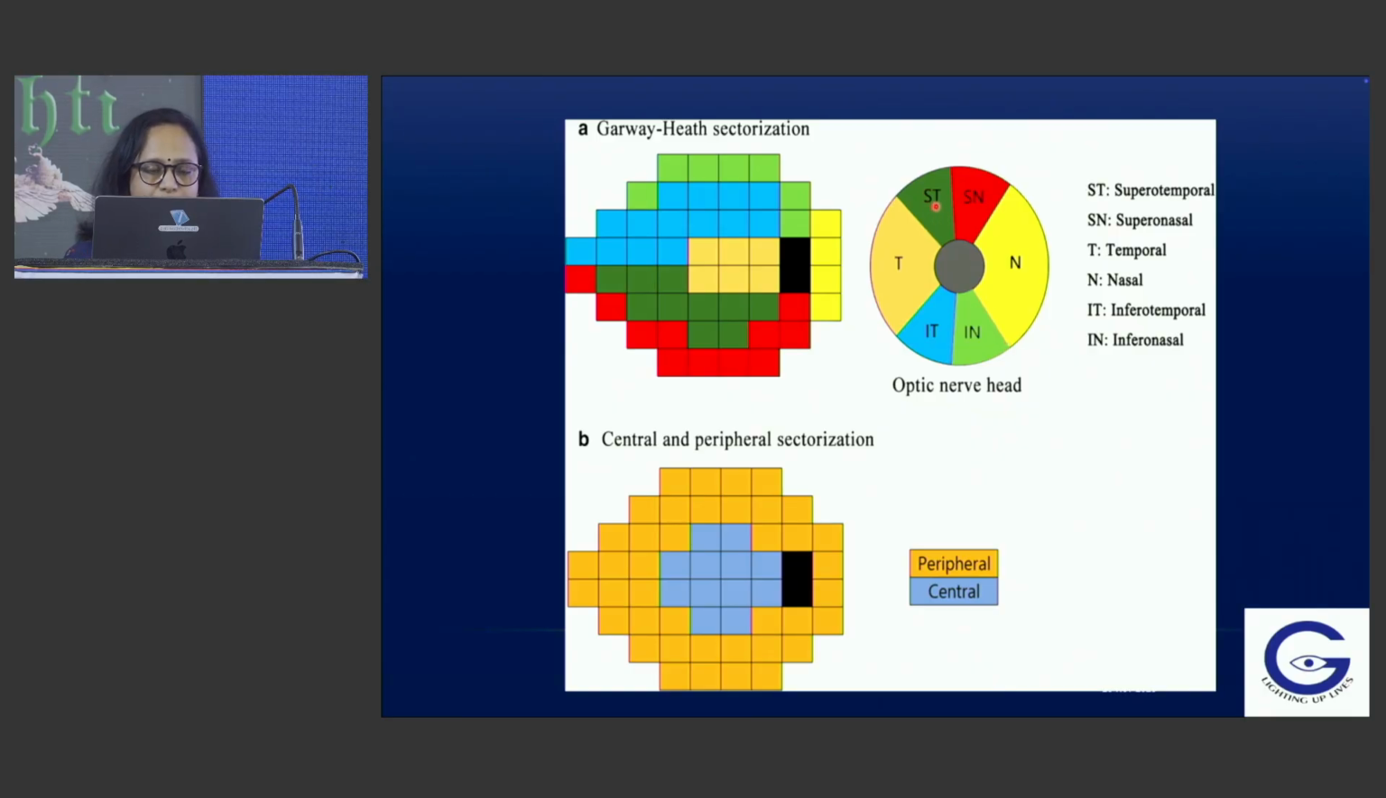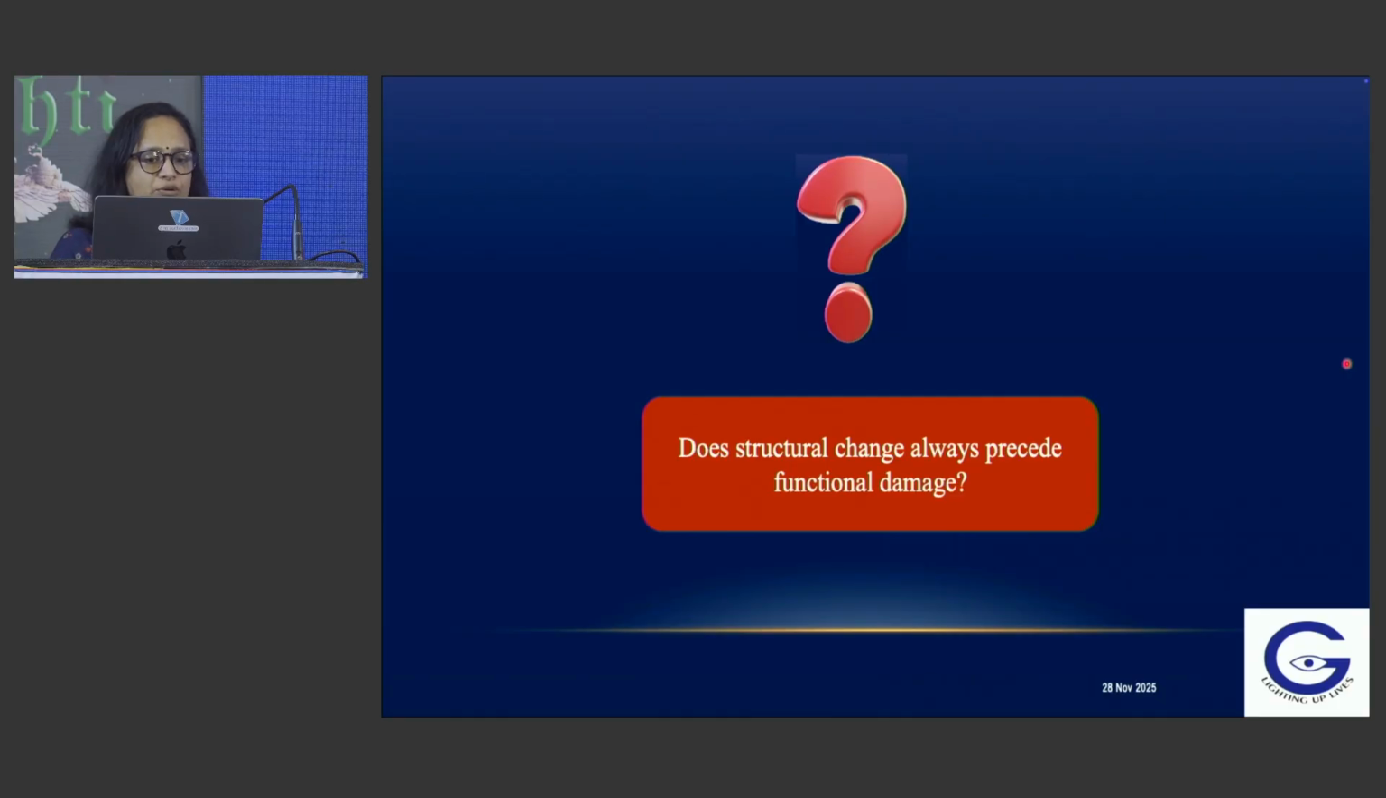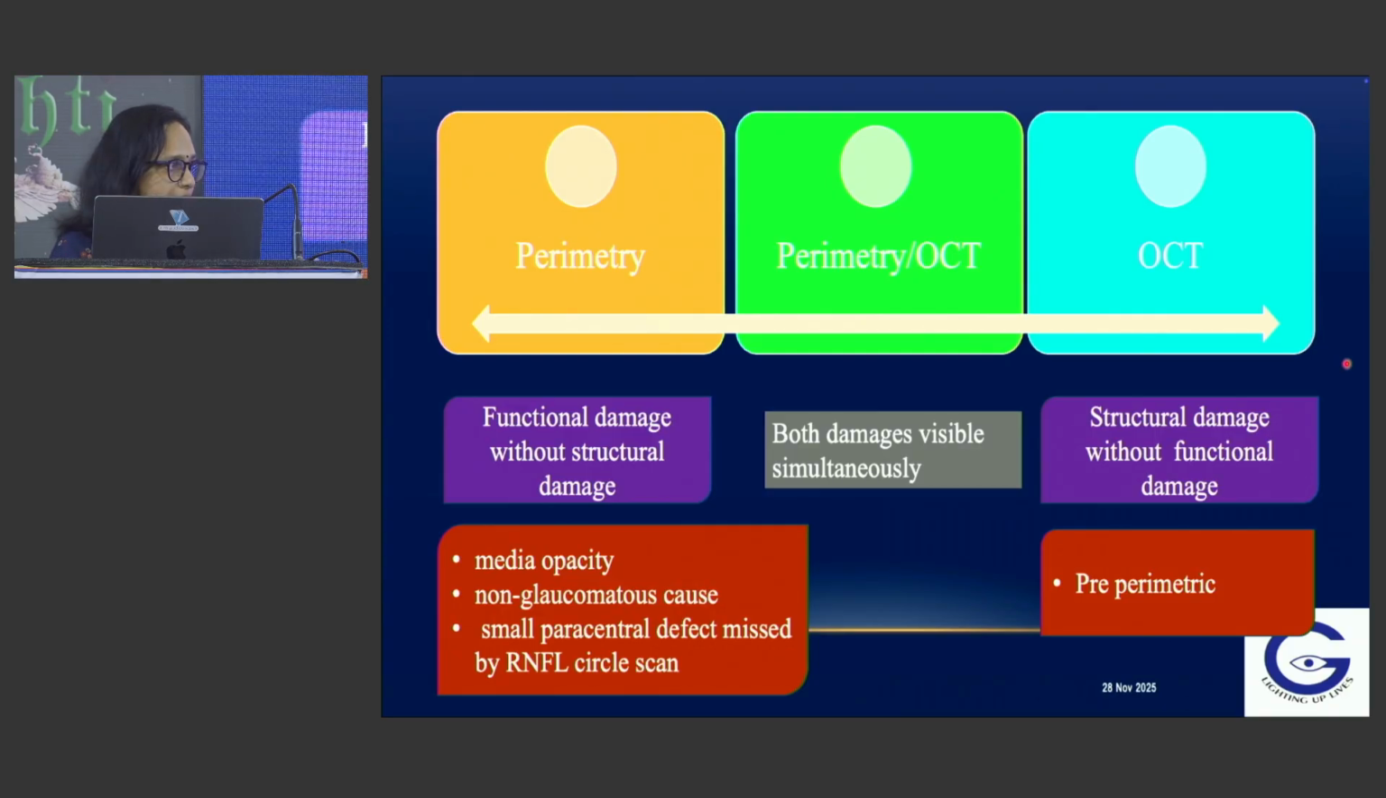When you have a superotemporal damage of the optic disc and the RNFL, you will get an inferior arcuate defect. And when you have an inferotemporal damage, the field defect will be superior arcuate. So now the next question is, does the structural change always precede the functional damage? As previous speakers already told, in pre-perimetric glaucoma, you can have structural damage without a functional damage.